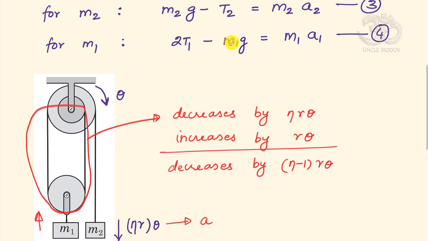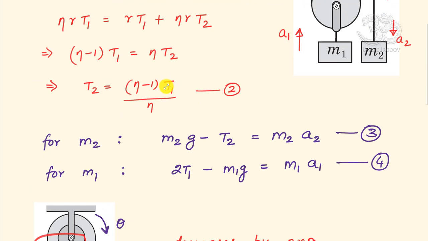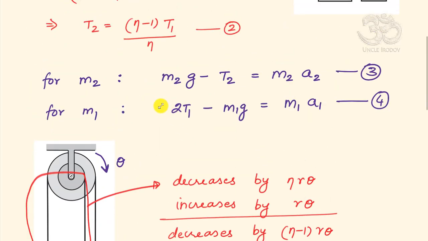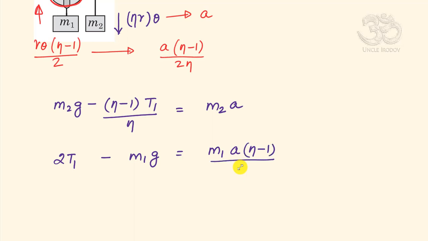So how do we solve? m2g minus t2 is equal to m2 times a, and the value of t2 should be eta minus 1 into t1 divided by eta. And 2t1 minus m1g is equal to m1 times the acceleration of m1, which is a into eta minus 1 by 2 eta. Now I think after this you can solve, but I will just show you the various steps.